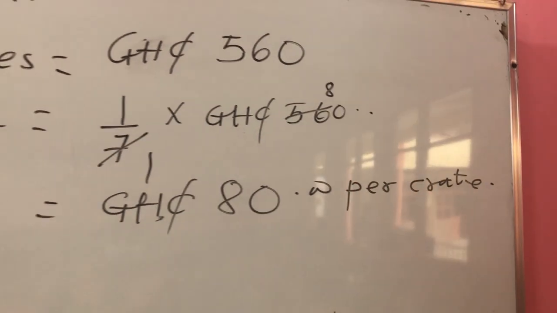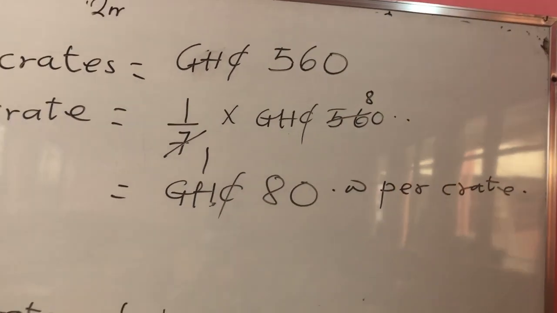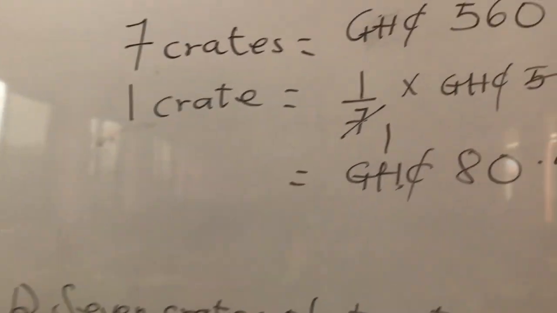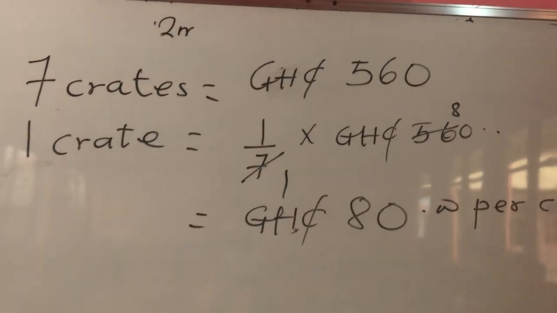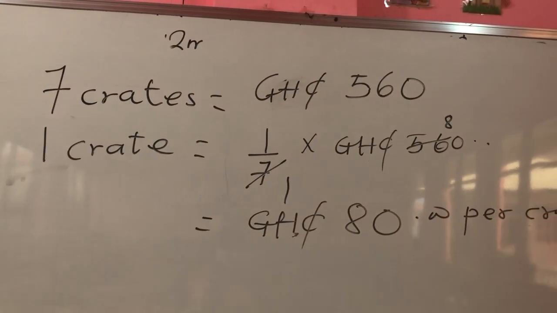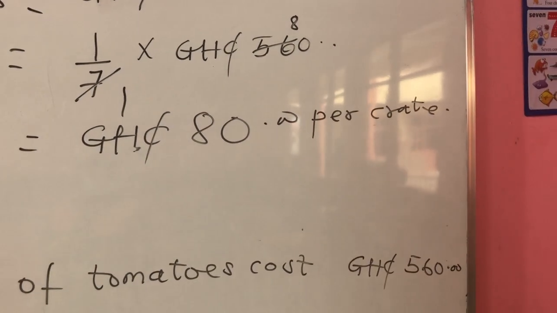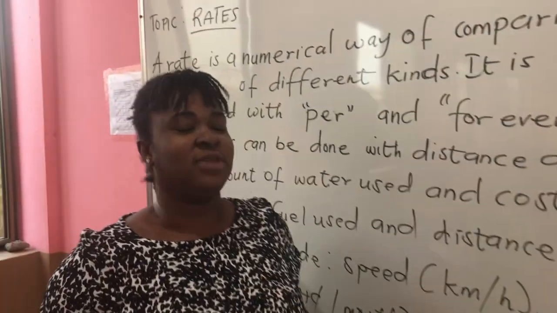Alright, so that is the end of our lesson for today. So if 7 crates cost 560 Ghana cedis, then the rate, which is per crate, is what? Is 80 Ghana cedis. So as usual, I'm going to give you questions on everything you've done.